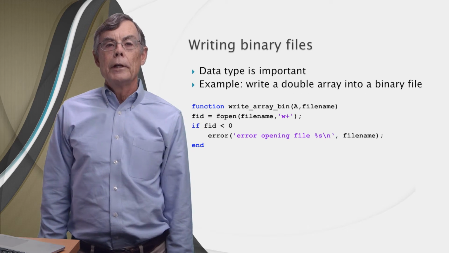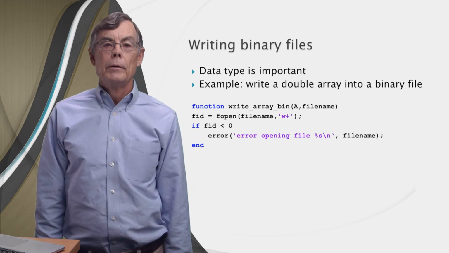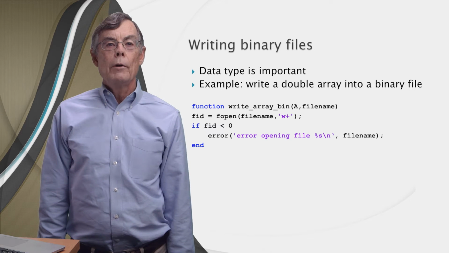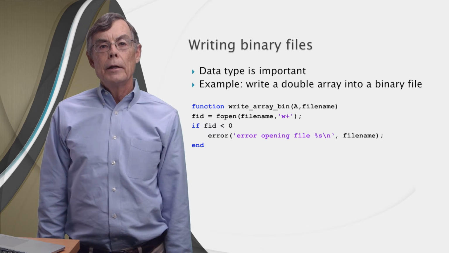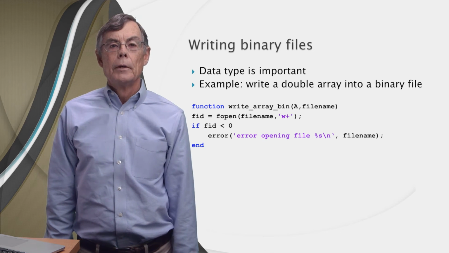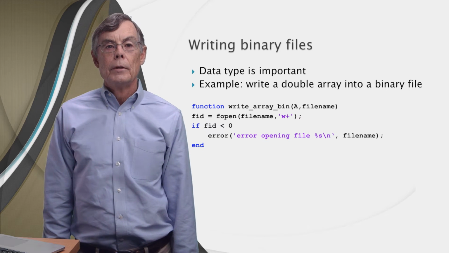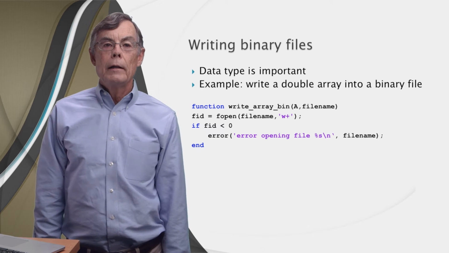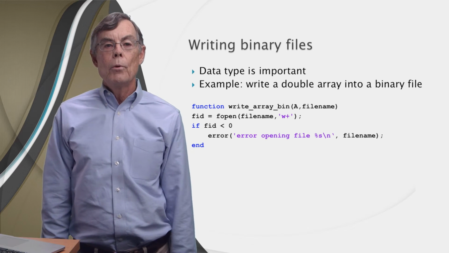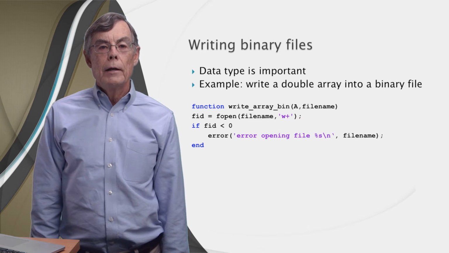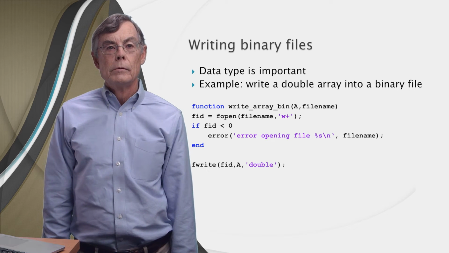Here's an example that'll show you why we have to know the data type. The writeArrayBin function takes one array of doubles and a file name as input arguments, and it writes the elements of the array into a binary file. We start by opening the file and checking for an error as we did before with the text file. Now we're ready to write the numbers into the file, so let's see that code.